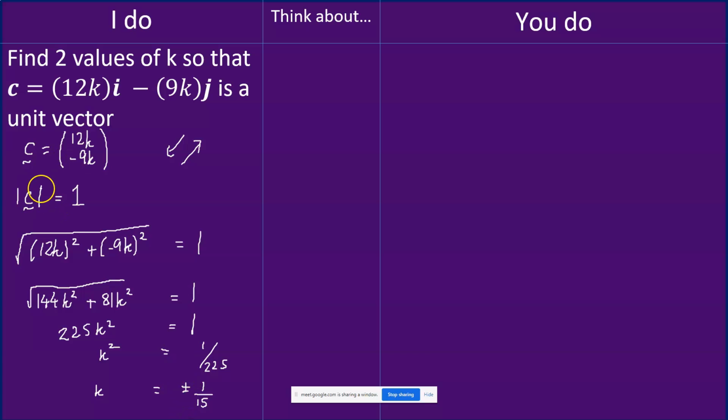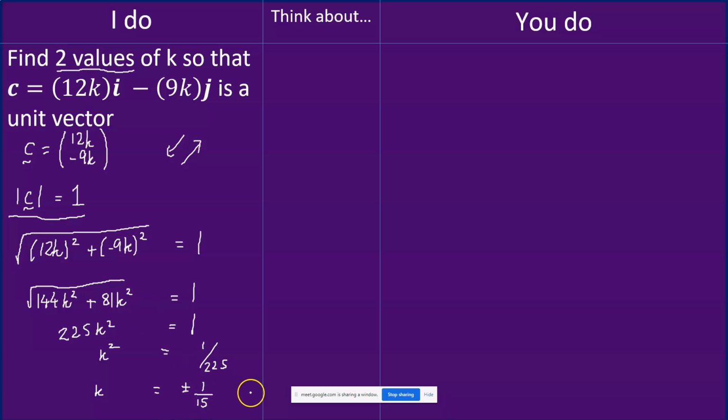So look at what I've done. I've just stuck to what I know. It says it wants to be a unit vector, which is what? So I've written the definition down. I've swapped c for what the actual vector is, and then I've worked through. I maybe should have squared first, doesn't matter. And that's for 2 values of k, so I know it's going to be a square root with the plus minus on. And there you go.